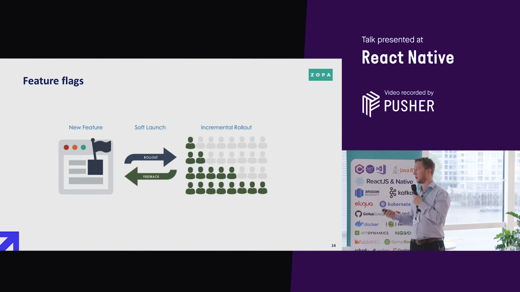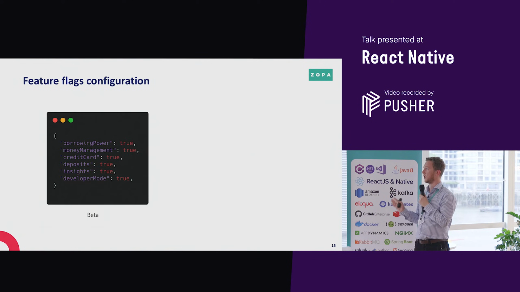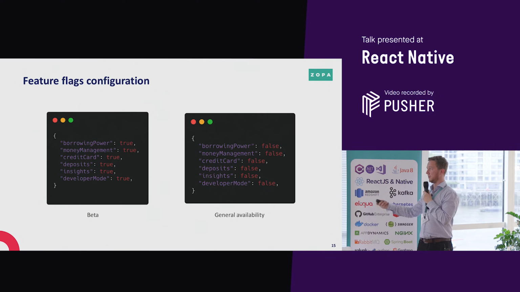So in our case, we started with a very basic way to enable and disable feature flags. It's just a simple configuration file where we decide, okay, I want this feature, I don't want this feature. And so you turn on or turn off different features. So for our beta users, everything is turned on and they can use all the features. But for general availability, you cannot use all the features. You can only use a few of them.